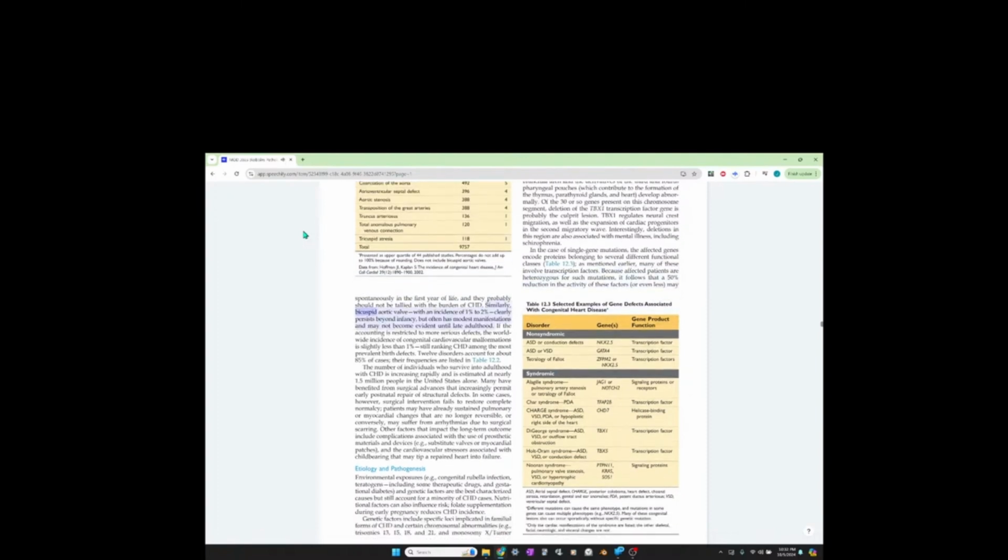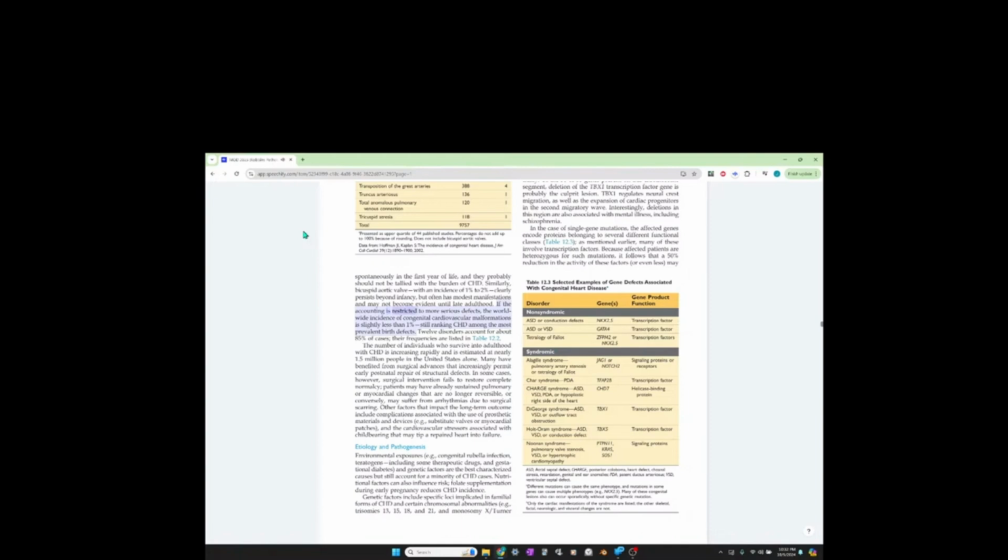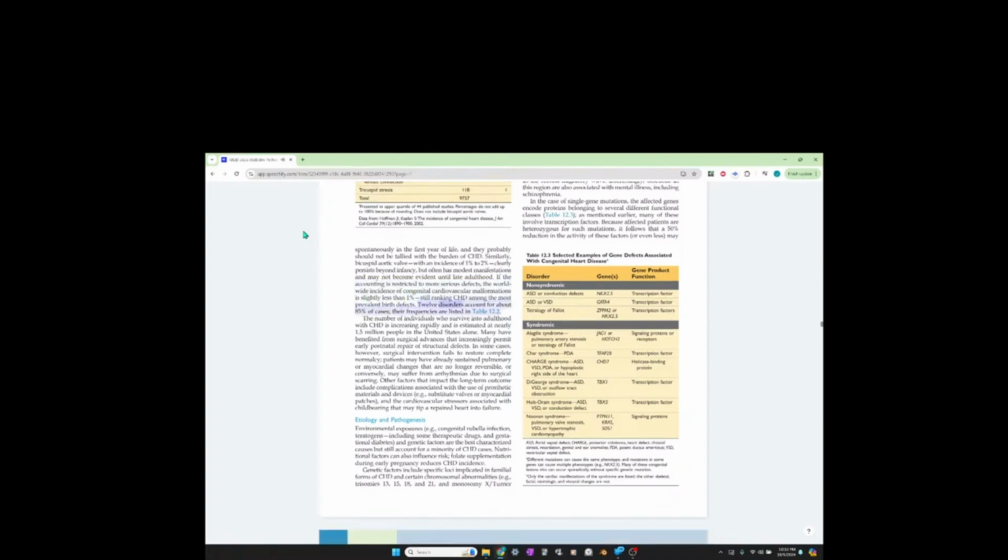Similarly, bicuspid aortic valve, with an incidence of 1% to 2%, clearly persists beyond infancy, but often has modest manifestations and may not become evident until late adulthood. If counting is restricted to more serious defects, the worldwide incidence of congenital cardiovascular malformations is slightly less than 1%, still ranking CHD among the most prevalent birth defects. Twelve disorders account for about 85% of cases. Their frequencies are listed in Table 12.2.